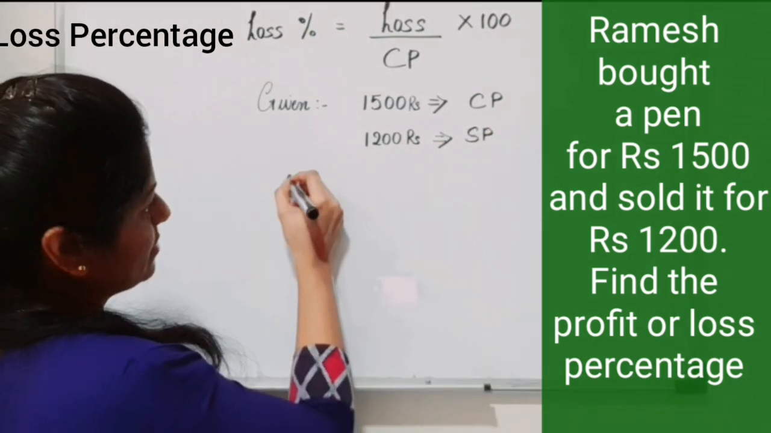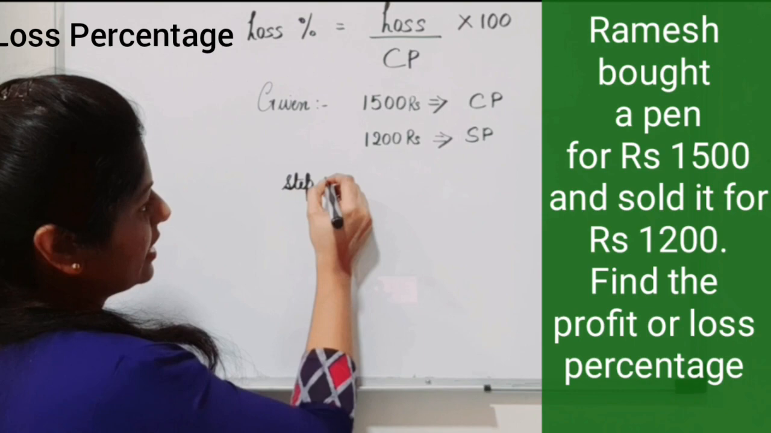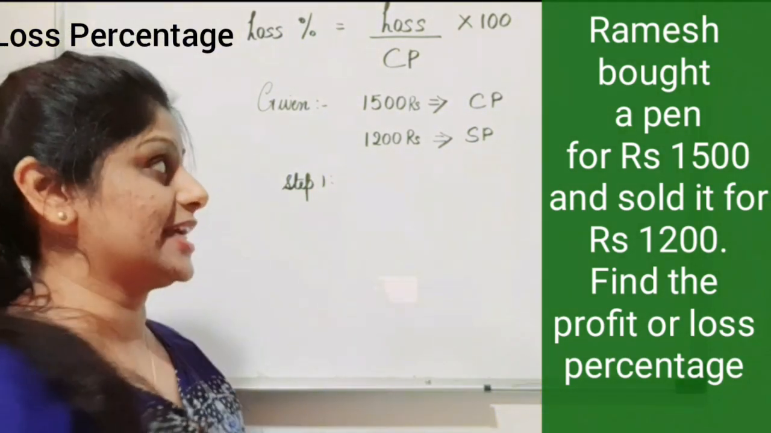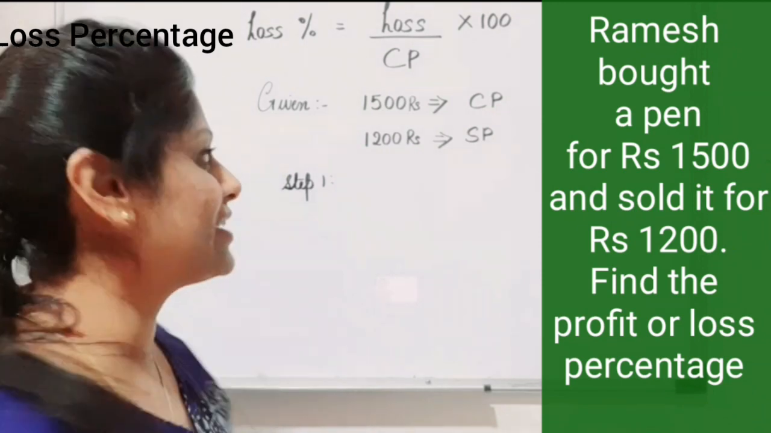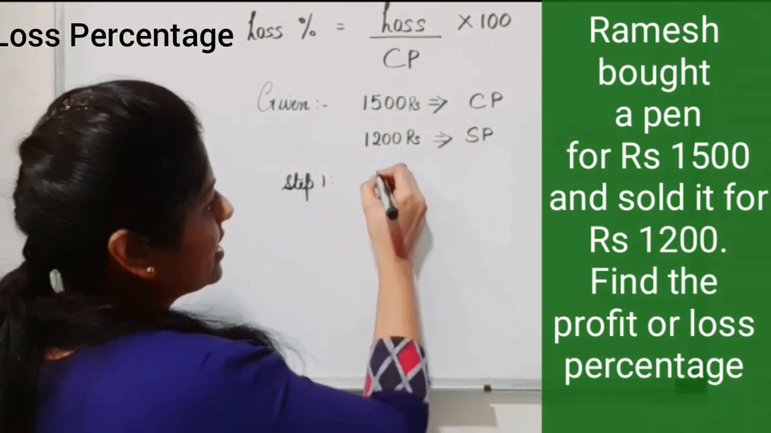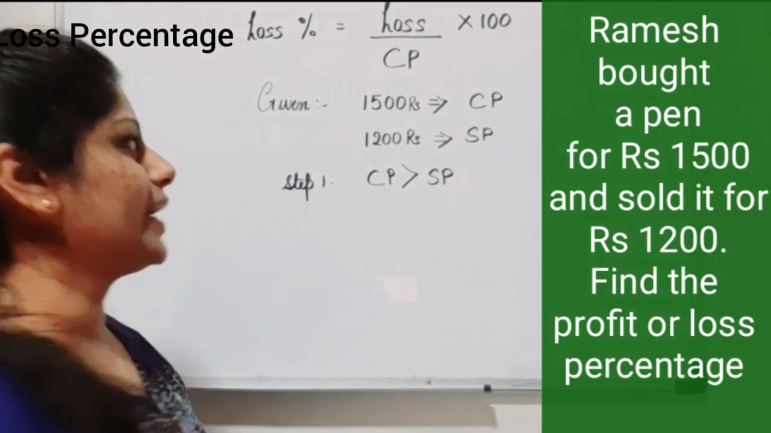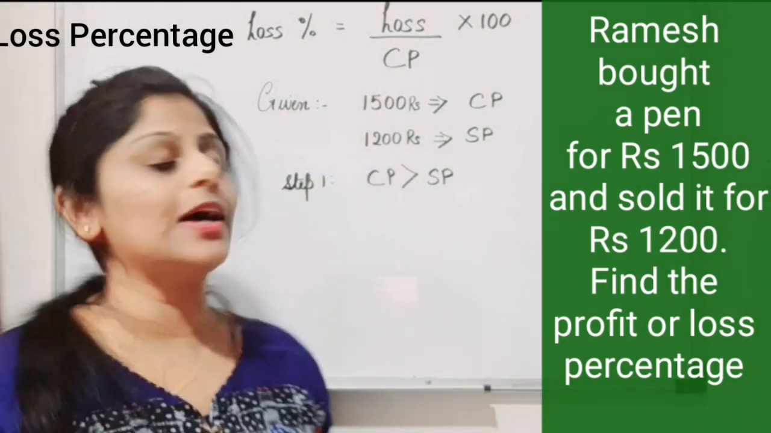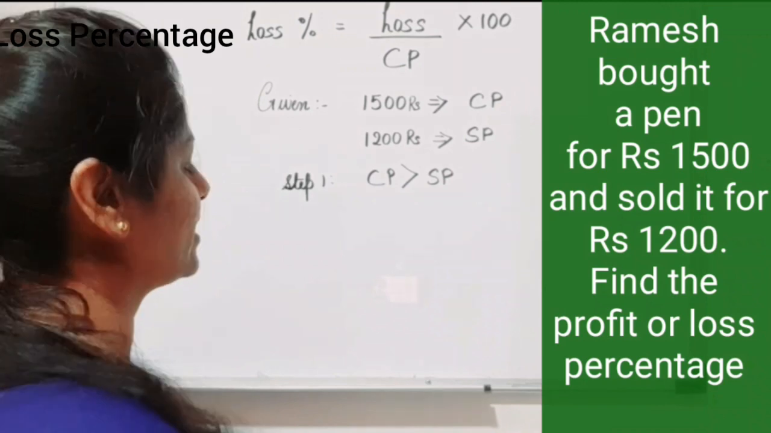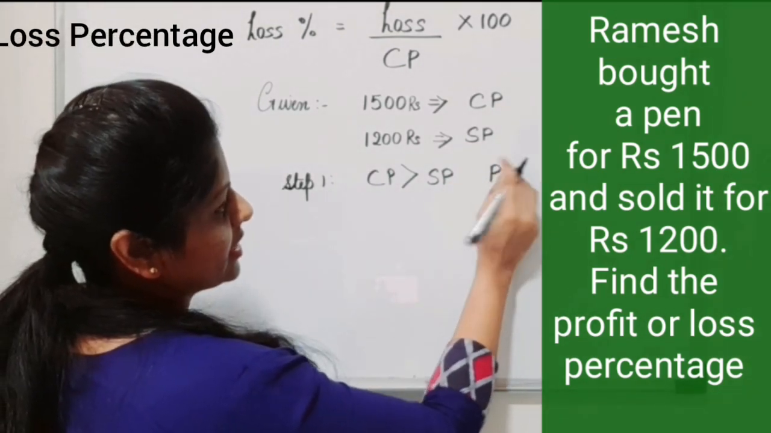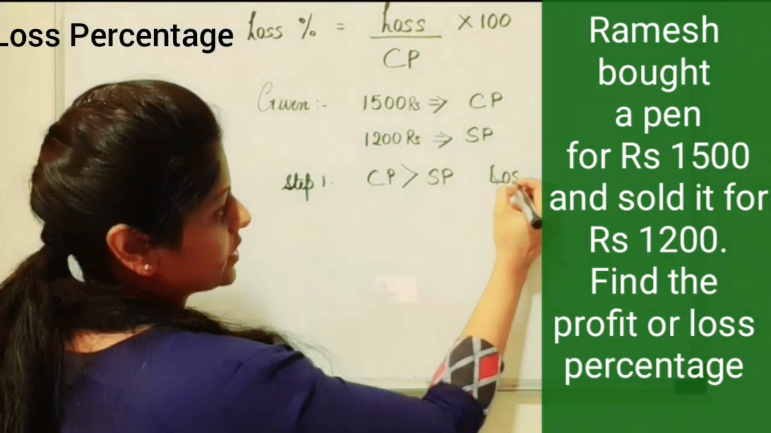Okay. First step is what? We have to find whether it is a profit or a loss. So how can we find that? By checking the SP and CP. So which one is greater in this case? We know that CP is greater than SP because we have 1500 and 1200. Therefore, CP is greater than SP, and because CP is greater, it will be a loss, correct?